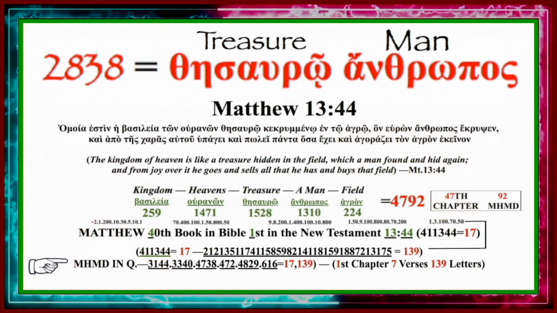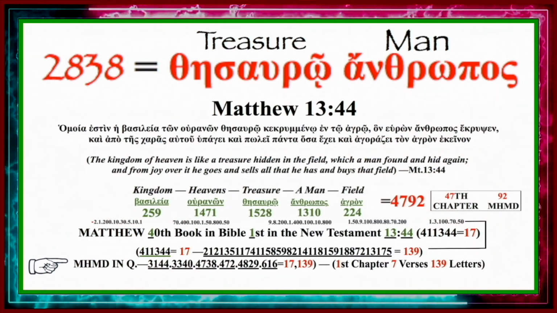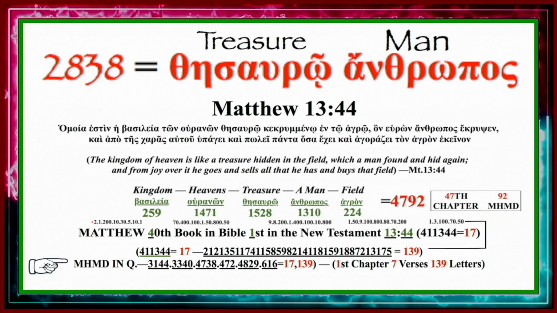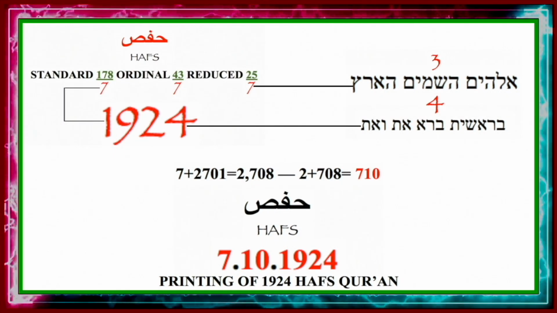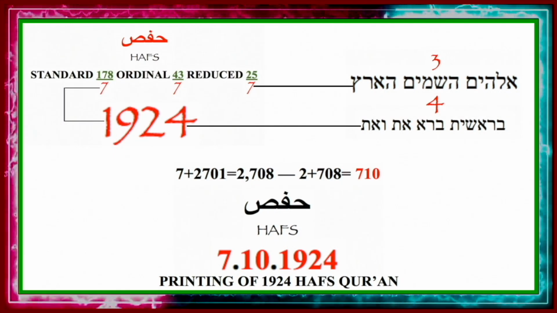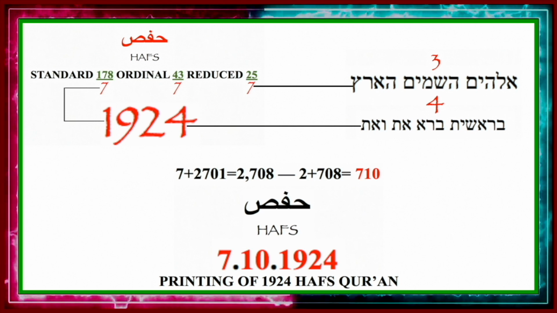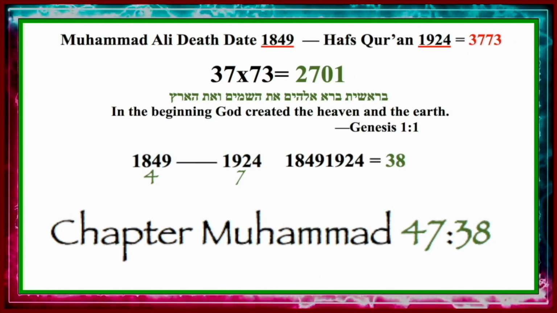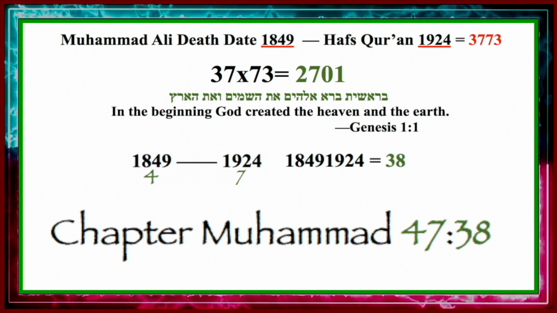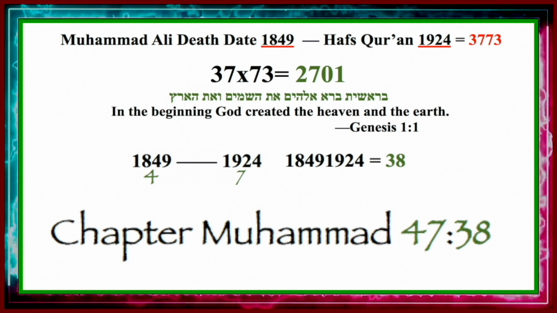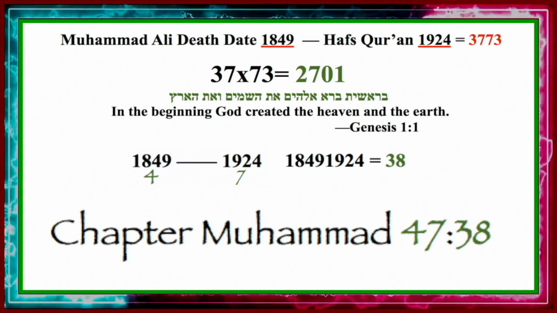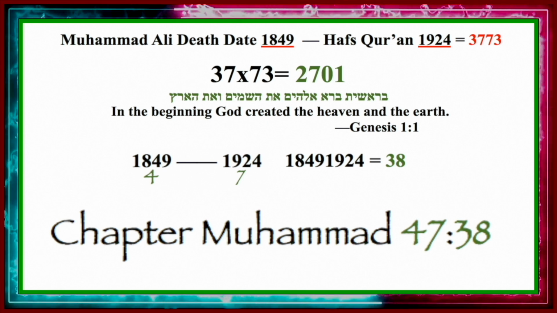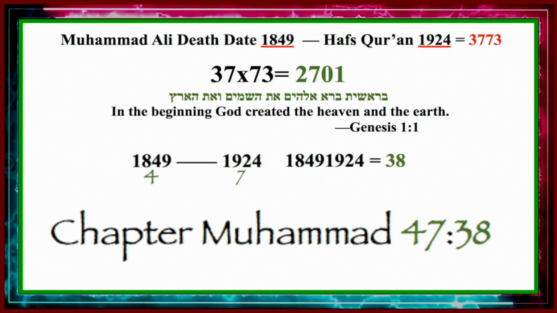So Muhammad, as was shown earlier in the mathematical structure in the Gospel of Matthew, chapter 13, verse 44, was about a man and his treasure. Also shown was the 1924 Hafs Quran from the Muhammad Ali dynasty being connected to the beginning of creation of heaven and earth. We also showed how the death date of Muhammad Ali, 1849, and the printing of the 1924 Hafs Quran connects to chapter Muhammad 4738. And now we will show the restoration, connection, and confirmation of the original reading science of this whole divine masterpiece.